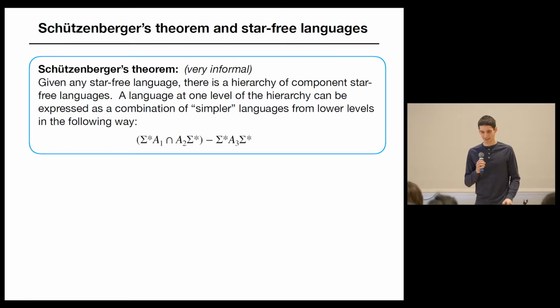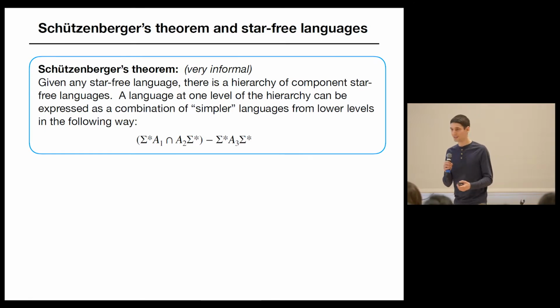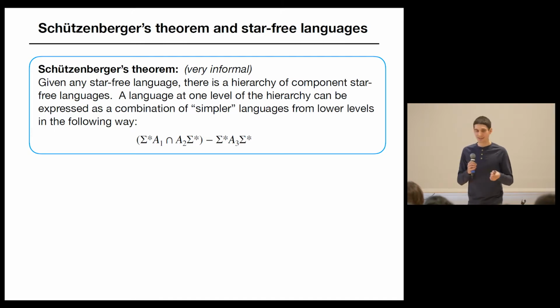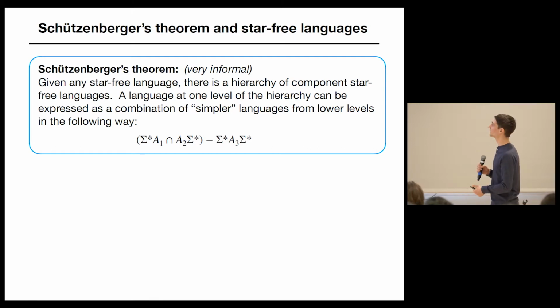It says that given any star-free language, there's a hierarchy of component star-free languages. And any language in that hierarchy can be expressed via languages lower down in that hierarchy via this Boolean combination here, right? If these languages are star-free, then clearly the language above is going to be star-free as well. And most importantly, notice that we have this infix search algorithm here, which we now know how to solve.